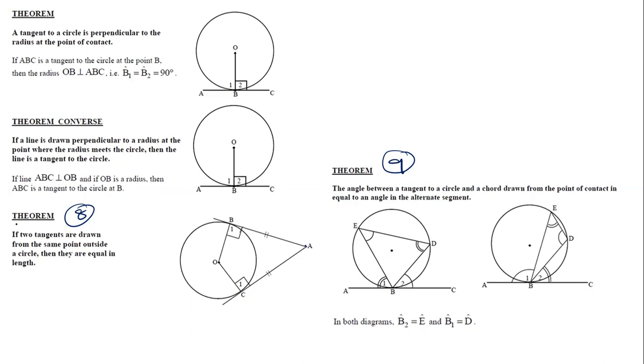But the thing about this theorem, which is theorem number 8, it says to us, tangents from the same point, tangent 1, tangent 2, tangents that are drawn from the same point, they're equal in length. So that means AB, which is from there to there, will be equal to AC, which is from there to there. Done. We are done.